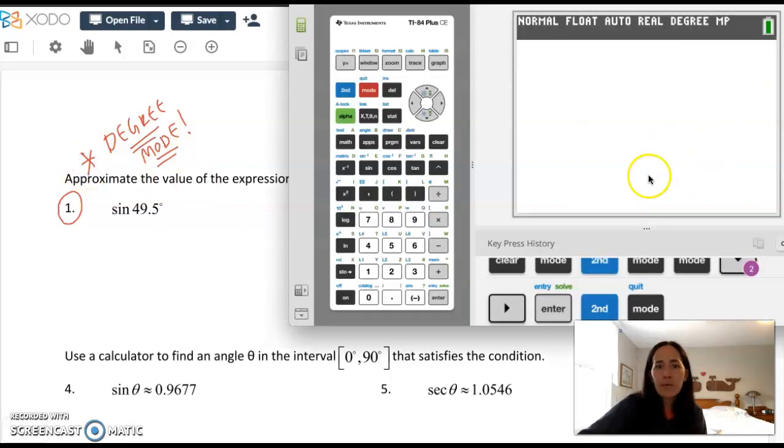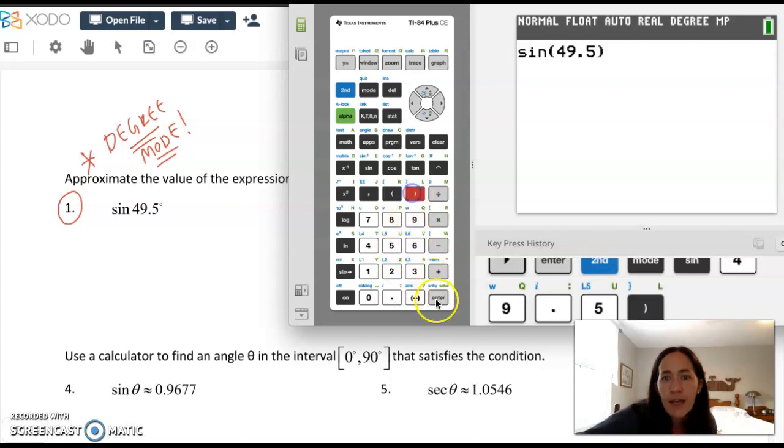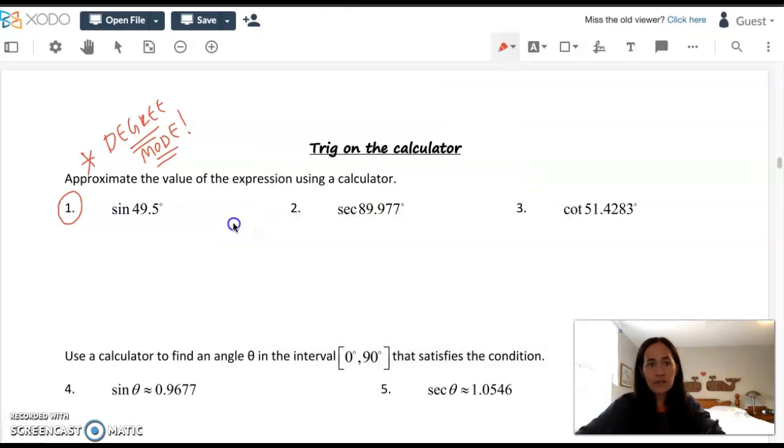So then I want to type in, where do you see sine? I see a sine, cosine, and tangent button in the middle of the screen. So I want the sine of 49.5, 49.5 degrees. Don't really need to end the parentheses, but I'll do it anyway. And we get 0.760 when it gets rounded. That's what the calculator tells me. So I'm going to write that down and see if we can interpret that. 0.760. Does this seem like an okay solution?